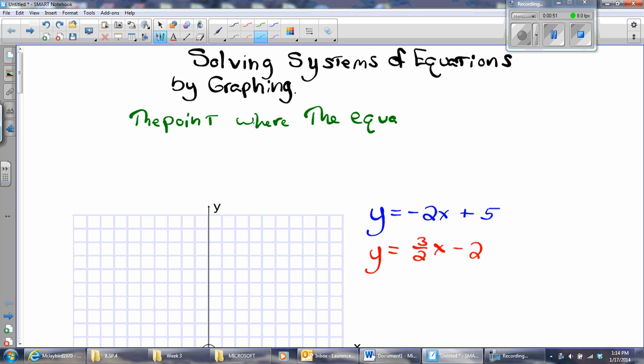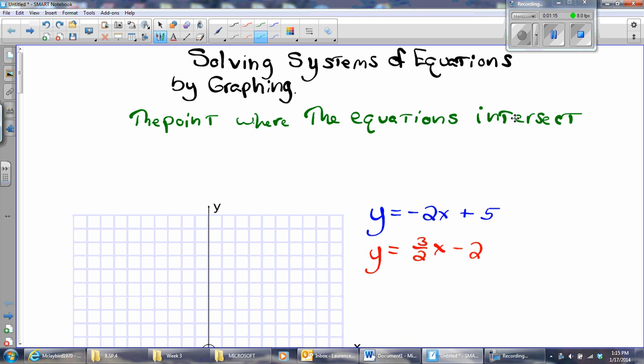Now in today's lesson, all the equations will be linear because you don't know how to graph a nonlinear equation yet. We're going to get to that in a little bit, but we will solve systems by other methods where not all the equations are linear or none of them are. So we'll say, the point where the equations intersect.